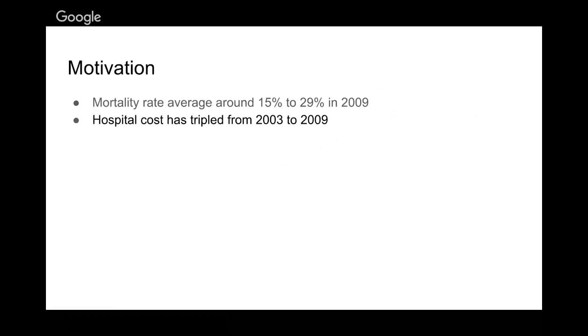The hospitalization rate for sepsis has doubled from 2000 to 2008, according to the CDC. The mortality rate, though, decreased over time, but still averaged around 15% to 29% in 2009. And the hospital cost has tripled over time. There are multiple initiatives in place to raise public awareness of sepsis.